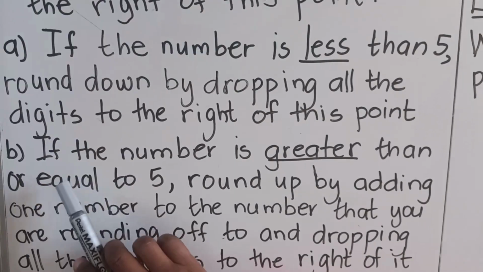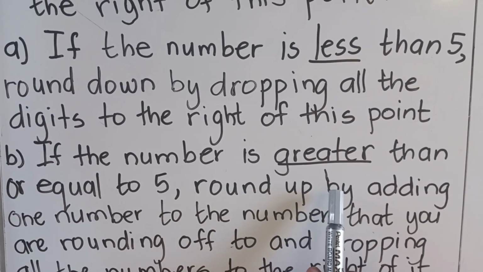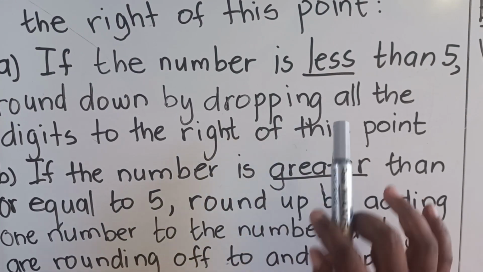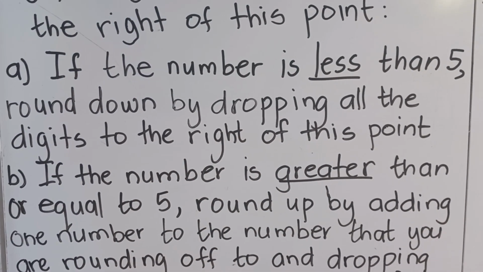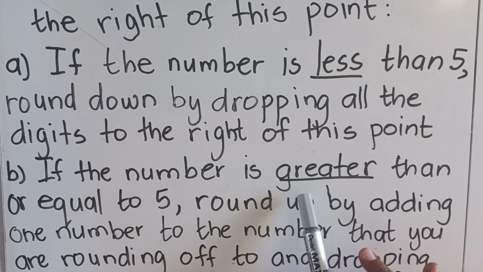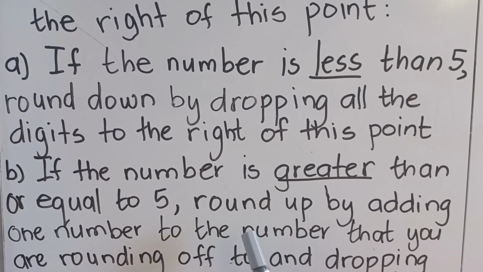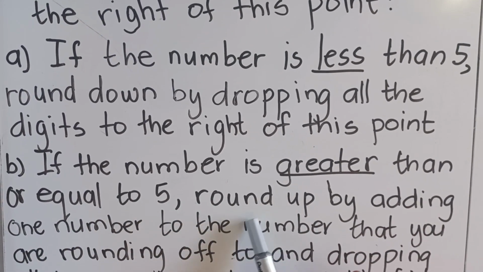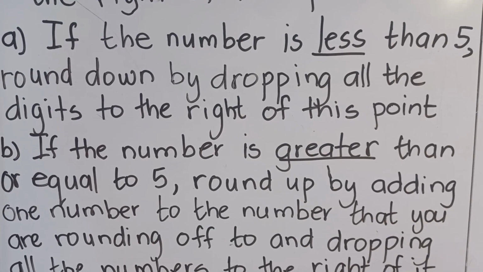It says, if the number is greater than or equal to 5. You remember the previous one said less than 5, so they don't count 5 twice. In that one, 5 doesn't belong. It's only less than 5. This one is greater than or equal to 5. It starts from 5 going up. Round up. They say we must round up.